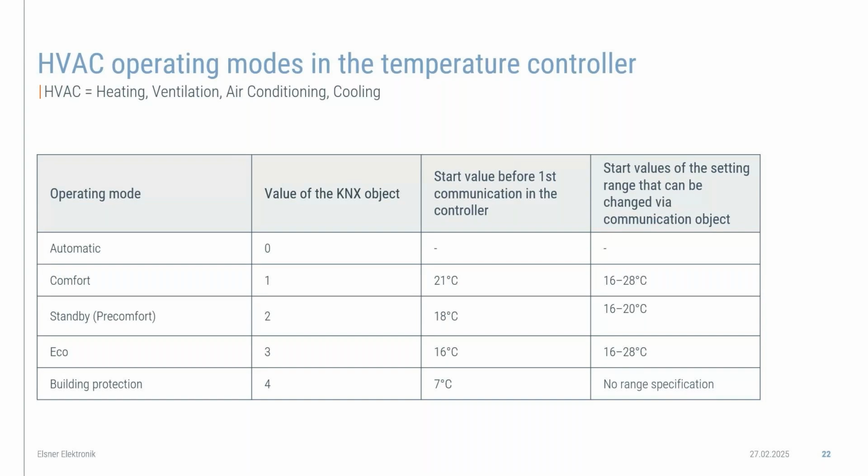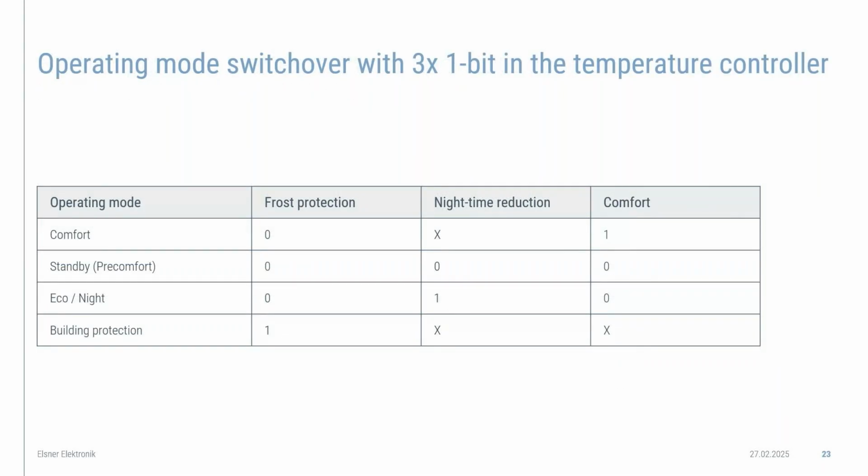I think this is quite known, so I don't really want to present this chart. I rather go over the next one, since the older temperature controllers are often controlled with three 1-bit values, as can be seen in the table above. So the operating modes can be switched by using the three 1-bit values. In our products, you can select whether the switchover should take place via the 1-bit objects or the HVAC objects that we've shown in the slide before. So the values shown as X have no influence on the status of the operating mode.